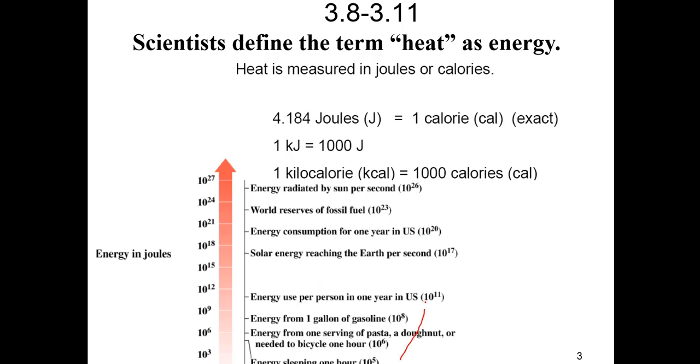This gives you an overview of how much relative energy there is. 10 to the 26th, I can't even imagine that, but that's how much energy is given off by the sun. Whereas 10 to the 5th is how much energy your body is giving off when you're sleeping. That I can't imagine.